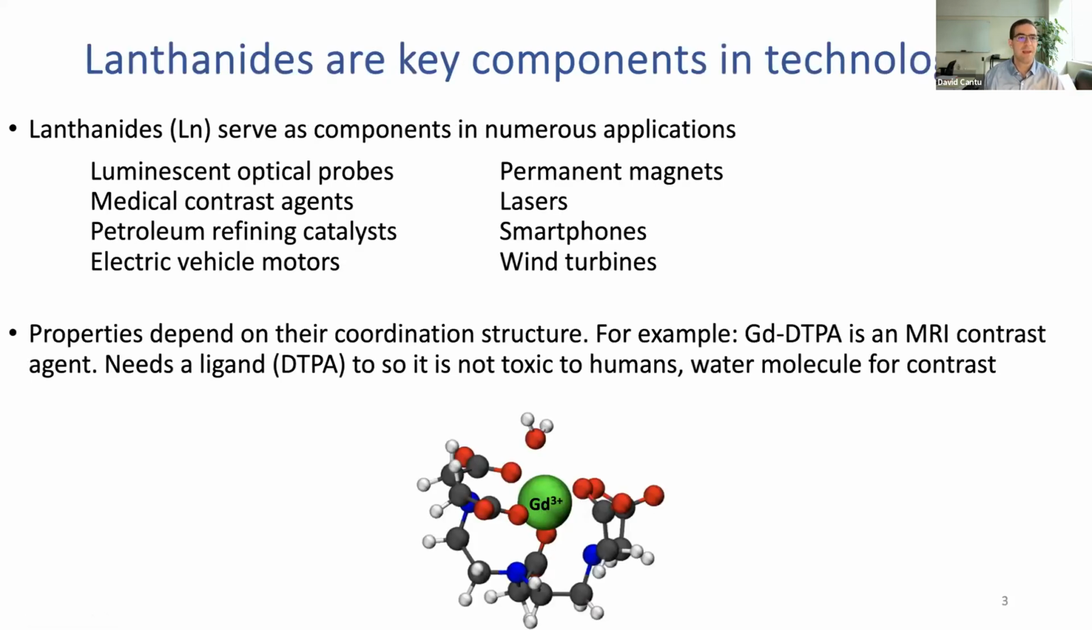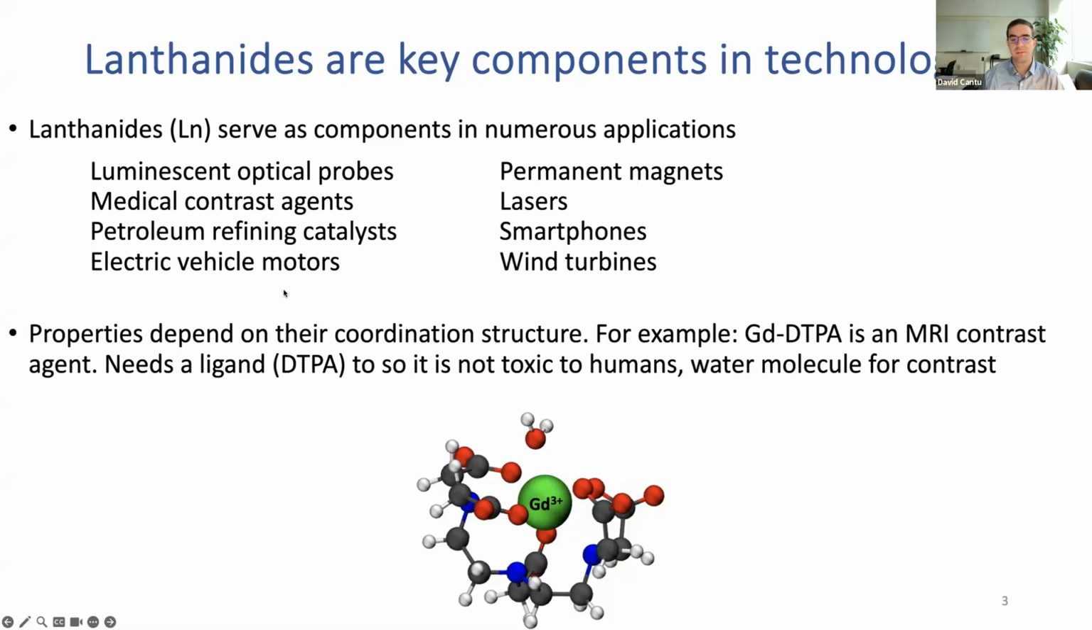So the lanthanides are key components in many technologies we use, such as medical contrast agents. They're also present in petroleum refining catalysts. They're found in the motors of electrical vehicles. They also form permanent magnets, so they're found in many electronic applications, such as smartphones, guidance systems, wind turbines. And their properties, we mostly care about exactly what their structure is, because their properties depend on that structure.